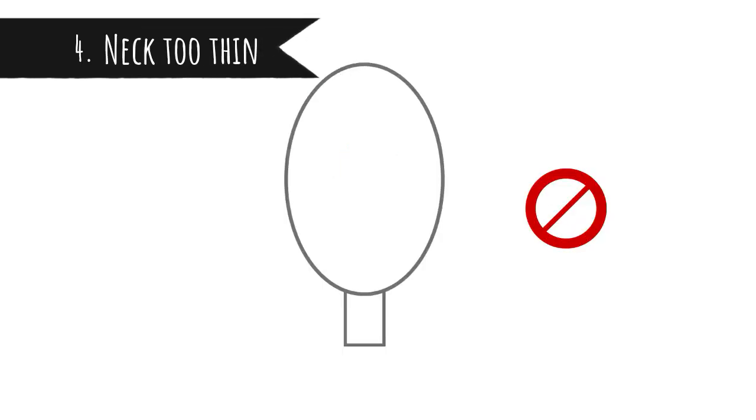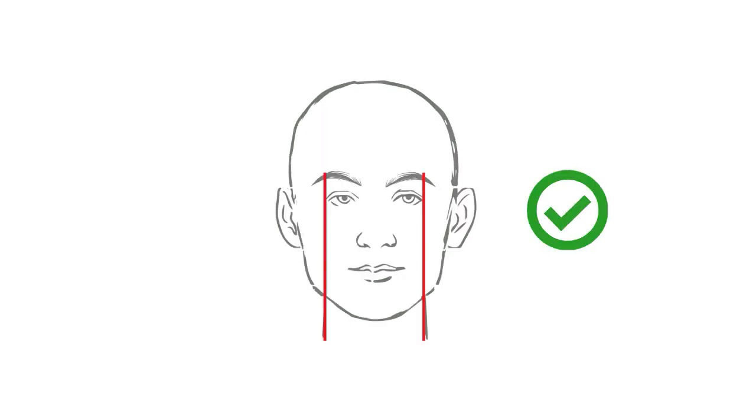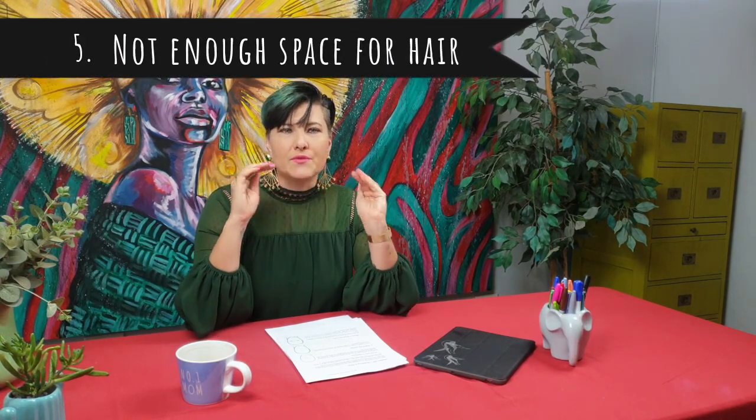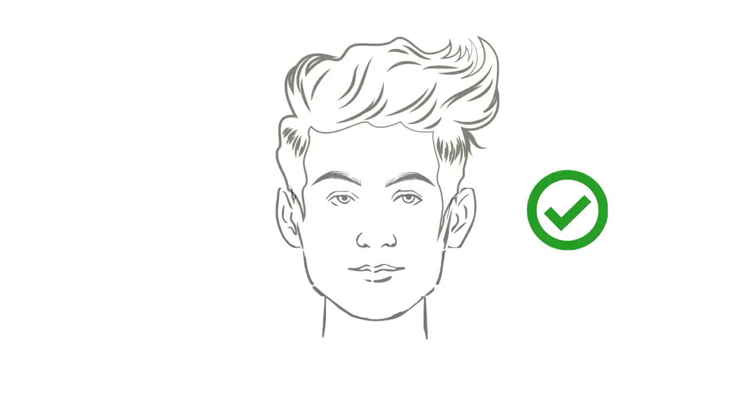Another common error I see is that the necks are usually way too thin. Your head weighs approximately 5.5 kilograms, so it needs a proper support to actually hold up this awesome brain of yours. You also need to leave more than enough space for the hairline. The hair is not on top of the head, it is a part of the head, and your hairline is actually very much a part of your facial features.